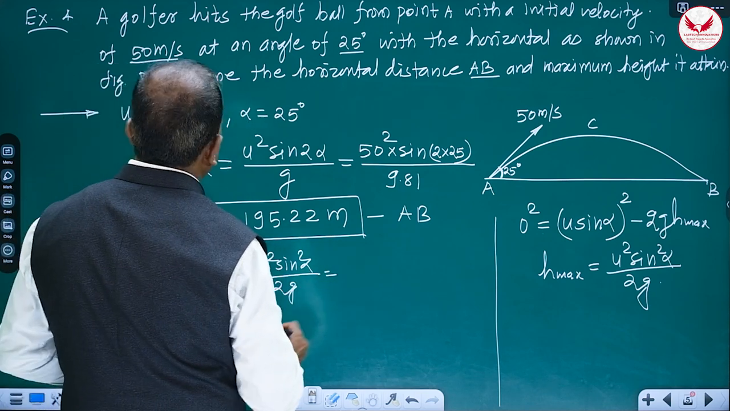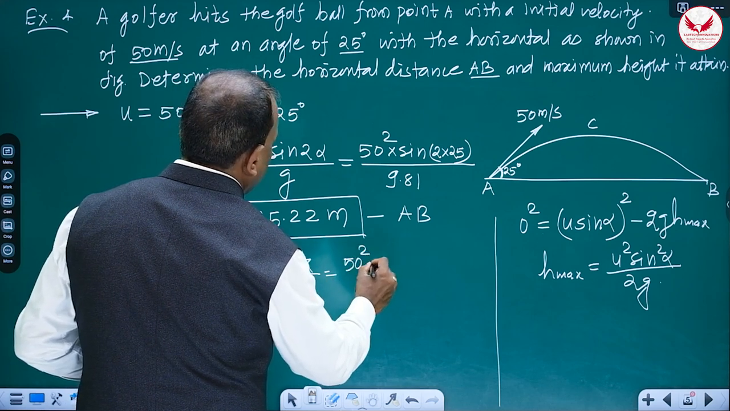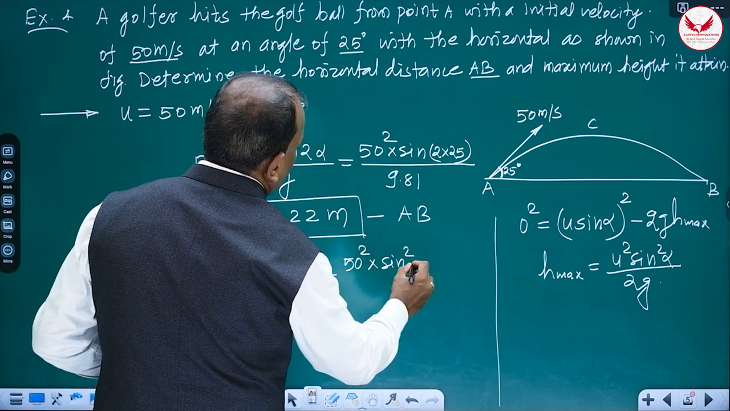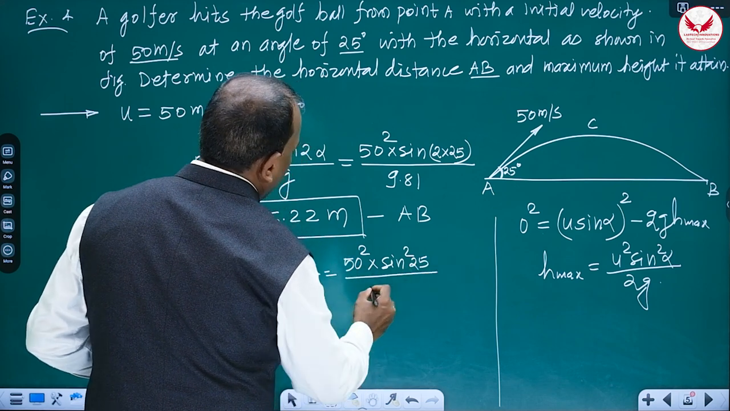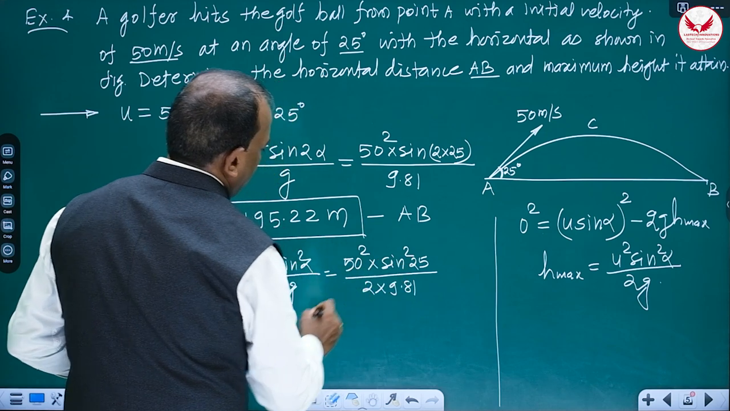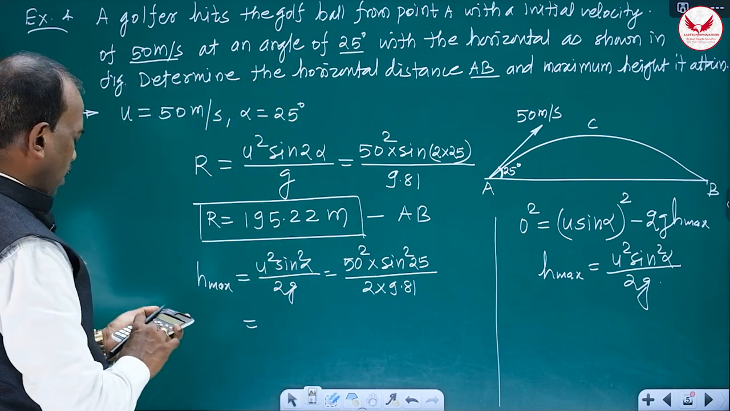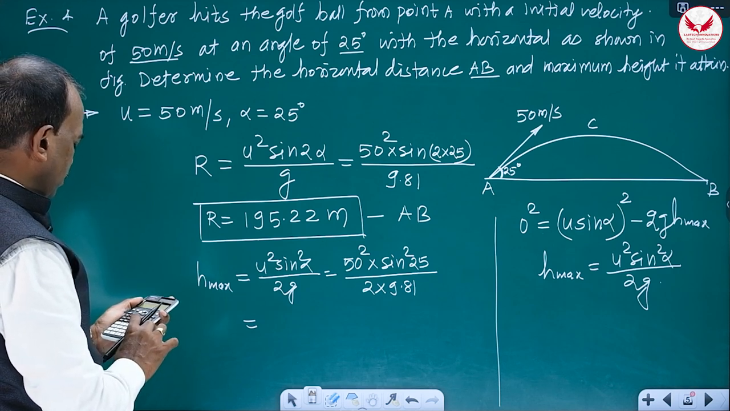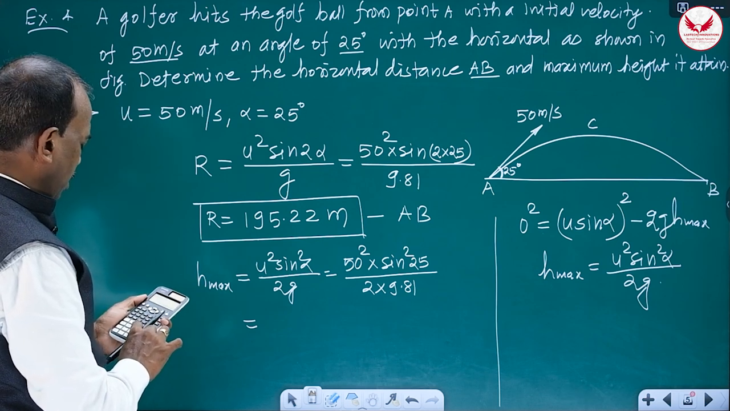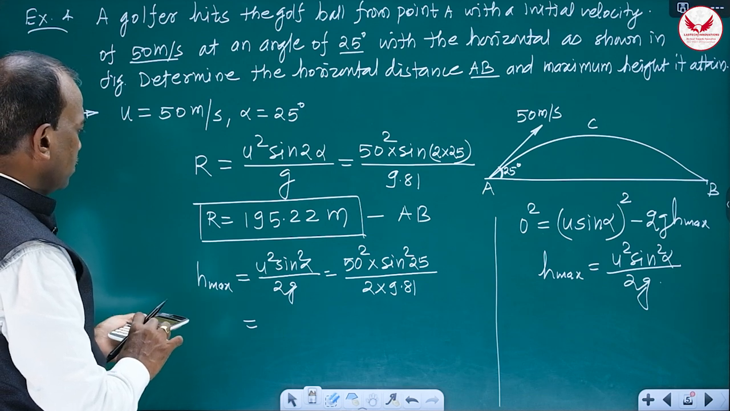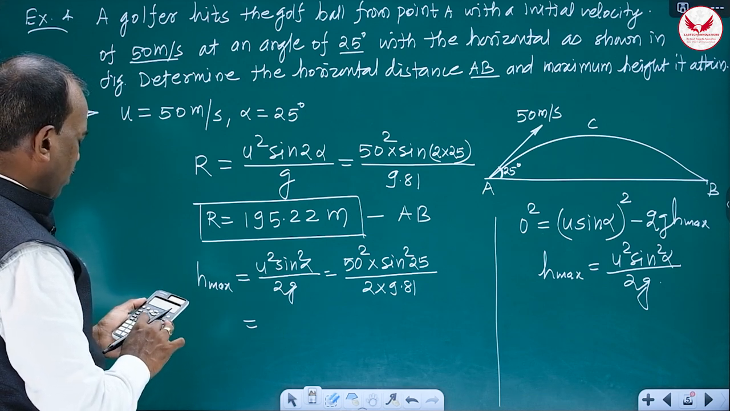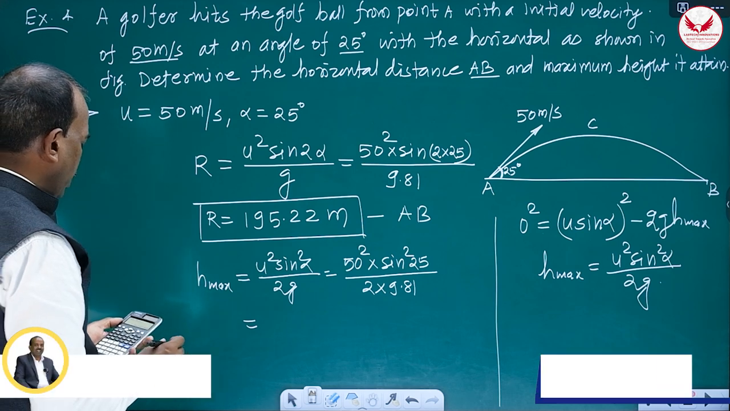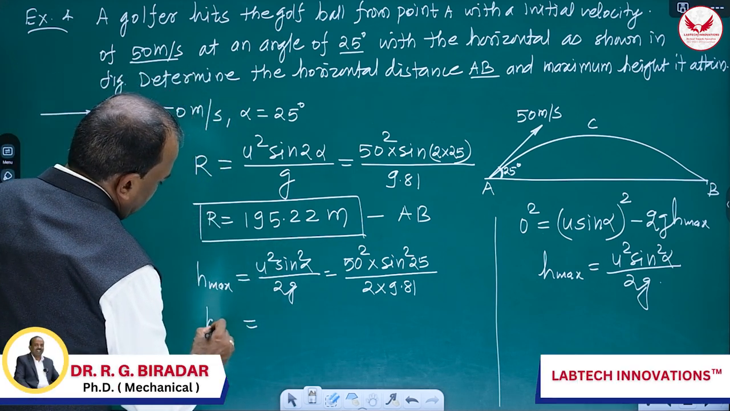H max is u square sin square alpha by 2g, that is 50 square into sin square 25 divided by 2 into 9.81. Now see this, sin square alpha means sin 25 squared, into 50 square, divided by 19.62, which gives 22.758 meters. That is H max.